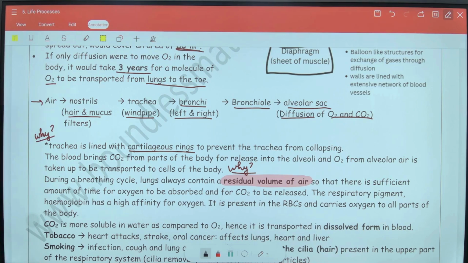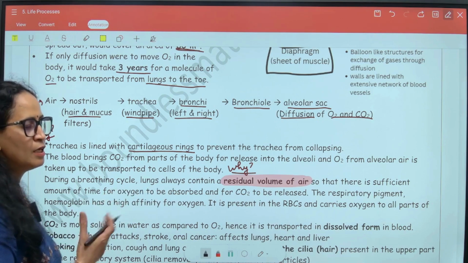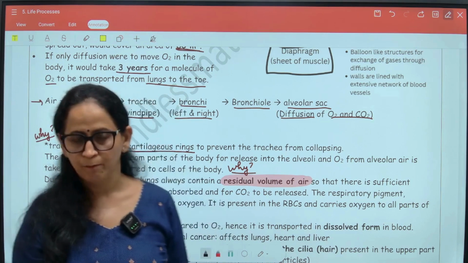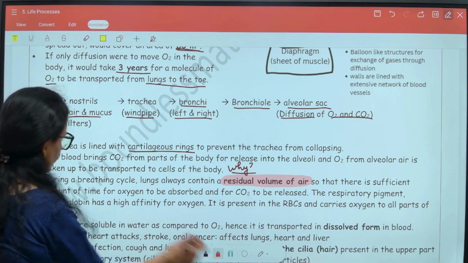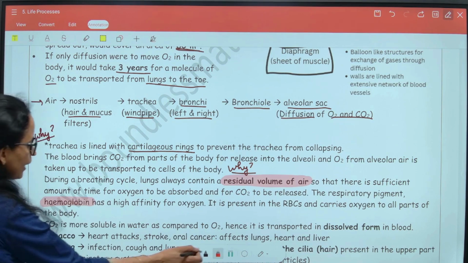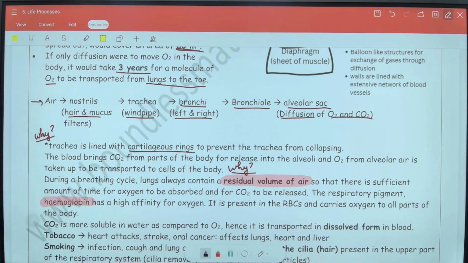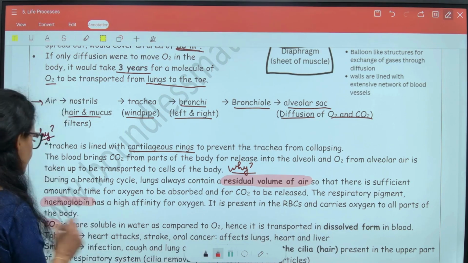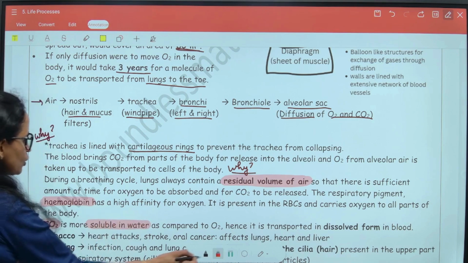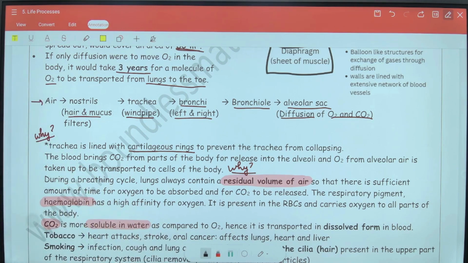Now the respiratory segment: how are carbon dioxide and oxygen further carried once this exchange has taken place in the alveoli? In the blood, there are certain blood cells, hemoglobin being one of them. Hemoglobin has high affinity for oxygen, and it carries oxygen and transports it to all parts of the body. Whereas carbon dioxide is transported in the soluble form. Carbon dioxide is water soluble. So as compared to oxygen, it is transported in the dissolved form in the blood, whereas hemoglobin is carrying all the oxygen that is needed by all the cells in the body.